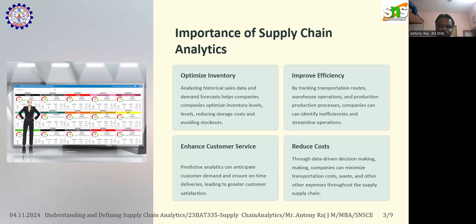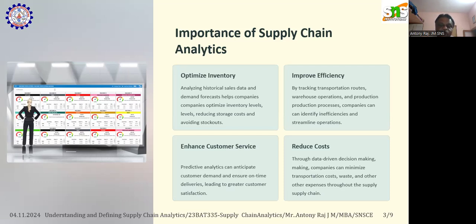The second area is improving efficiency. By tracking the various transportation routes, every good, especially physical goods, moves through a physical transportation route from a warehouse or the production centers. In this, we can analyze the inefficiencies and streamline the operations. One of the important areas of supply chain analytics is enhancing customer service. Predictive analytics is a very important supply chain analytics tool, which can anticipate customer demand and ensure on-time deliveries, leading to greater customer satisfaction.